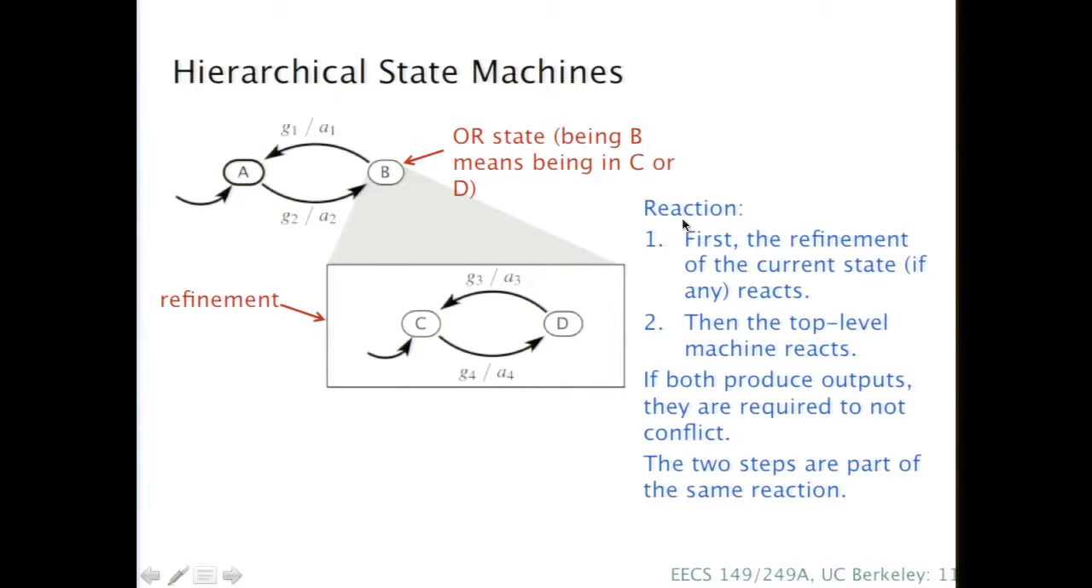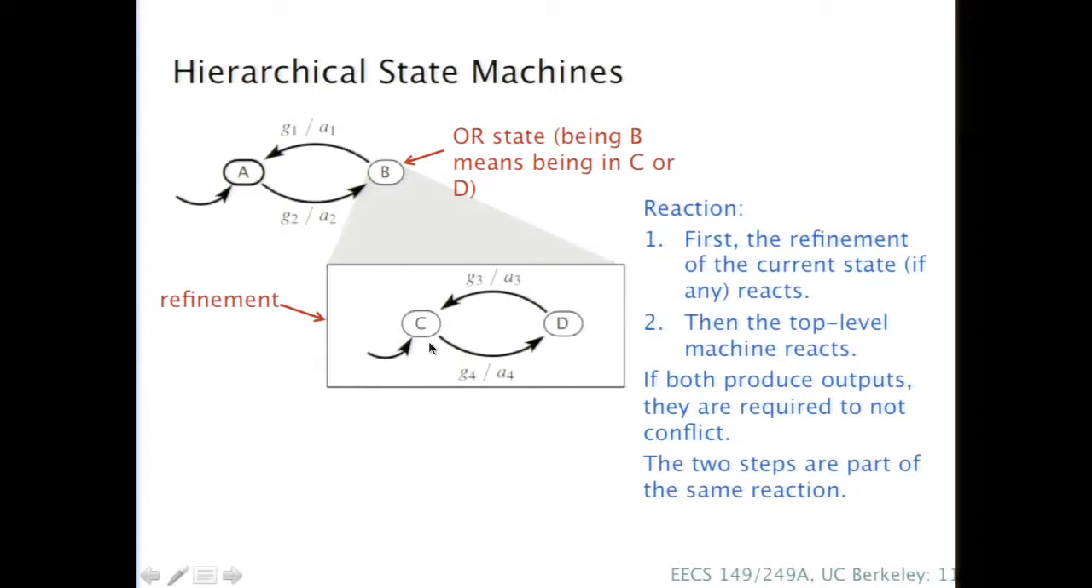So a reaction, by definition, of a hierarchical state machine consists of first the refinement reacts, and then the top-level machine reacts. But even though they're sequenced, they occur in the same reaction, so you view these as being simultaneous and instantaneous, but you still have to do one after the other. Seems almost like a contradiction, but from the external view, suppose that I'm in state B, and the machine reacts, and both guard G1 and G4 are enabled. Then what's going to happen?